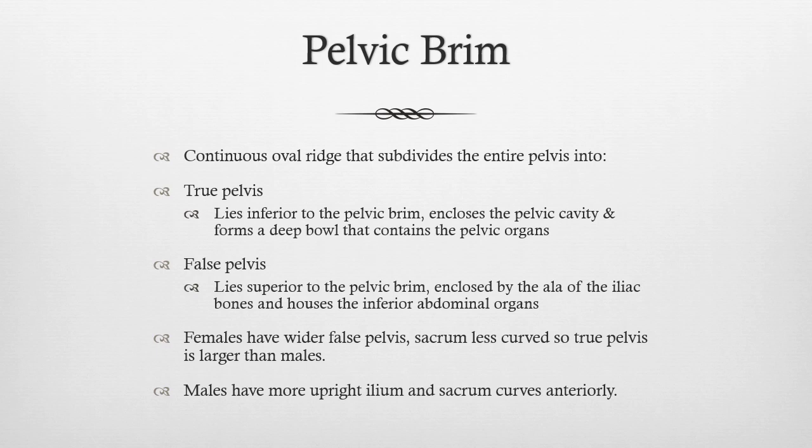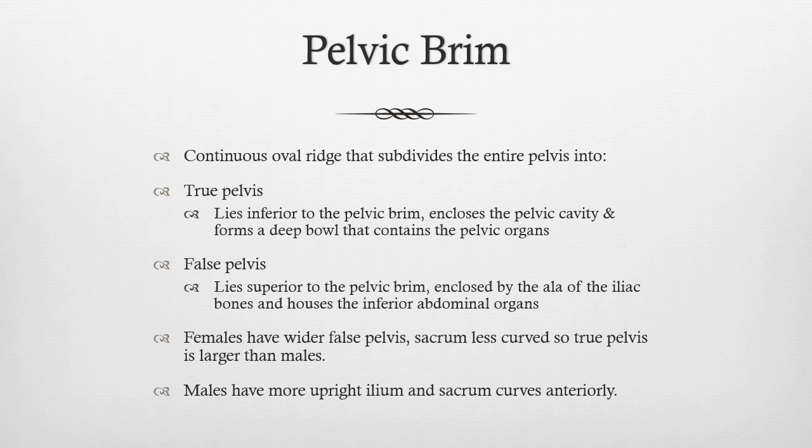So the pelvic brim itself is essentially the opening that is there within the pelvis that we have. And so with that, we have a true pelvis and we have a false pelvis. The true pelvis is essentially inside the pelvis itself, and so it's inferior to the pelvic brim. It's not just on the outer aspect, so to speak. This is all the way inside the pelvic cavity, and this is going to help to protect the pelvic organs.